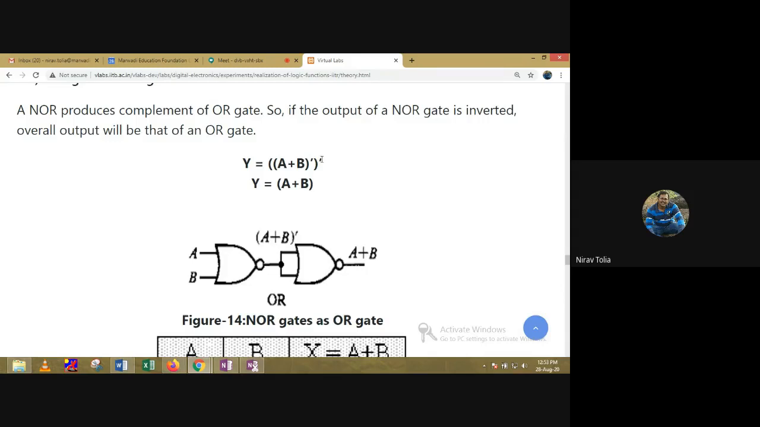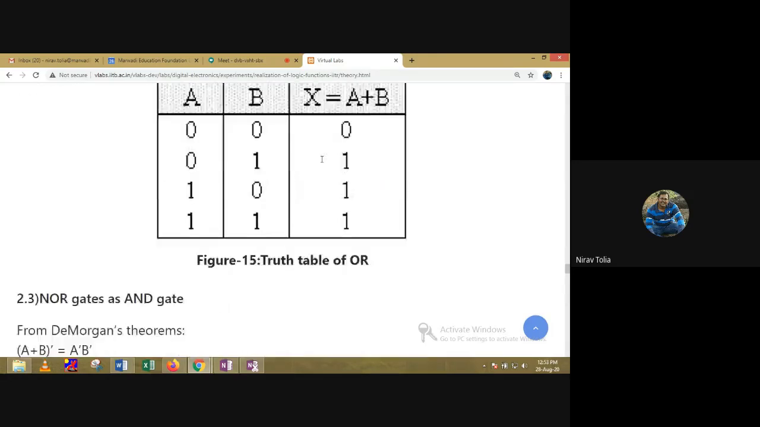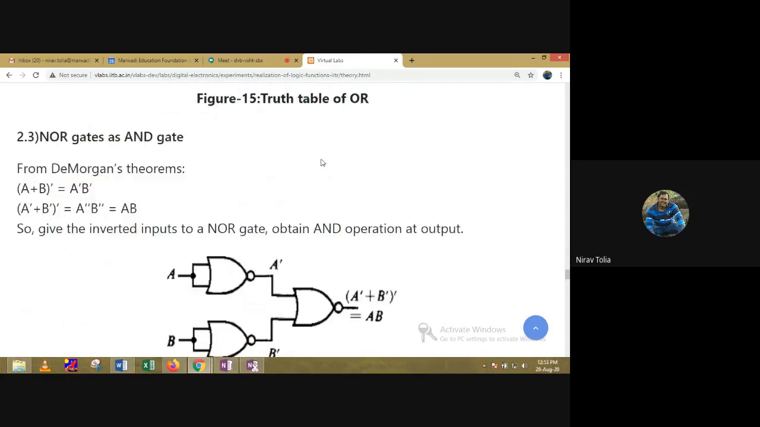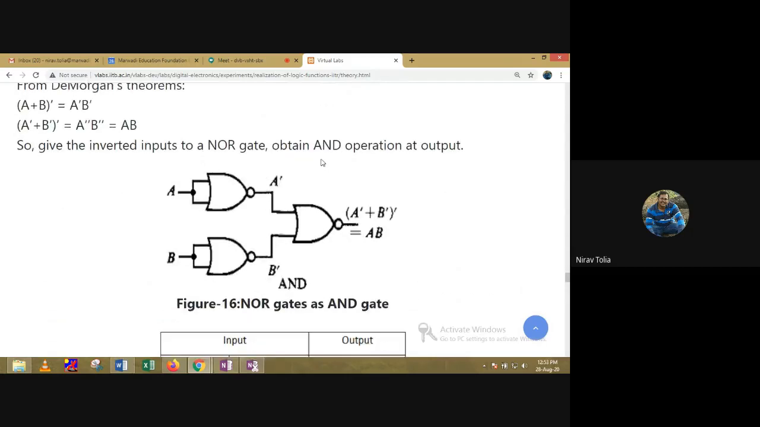So this is the circuit of the NOR gate by using which we can implement an OR gate. This is the OR gate by using a NOR gate. Third one, NOR gate as a NAND gate. So again for that we have to use De Morgan's theorem.